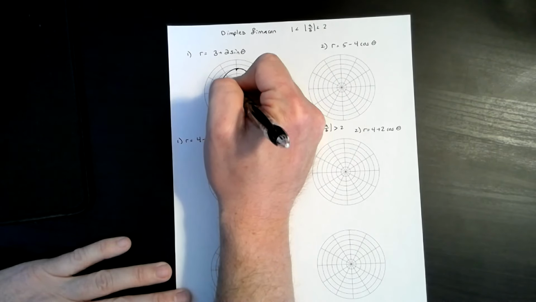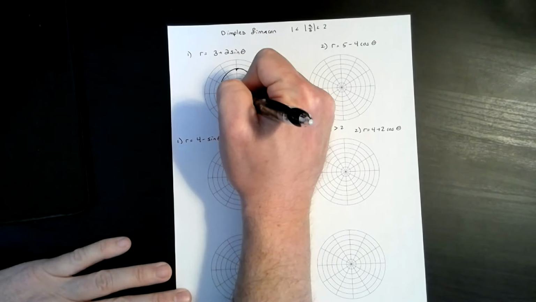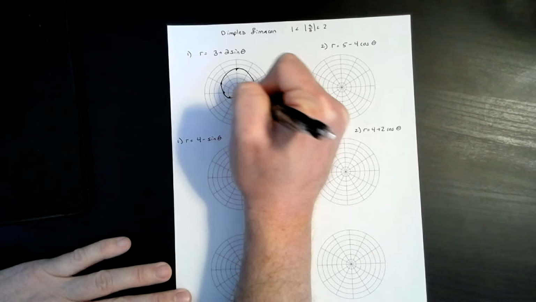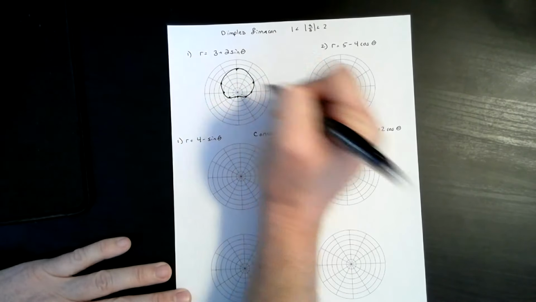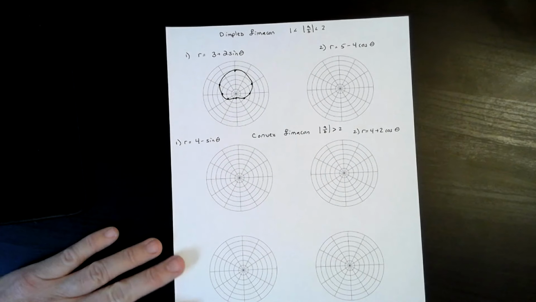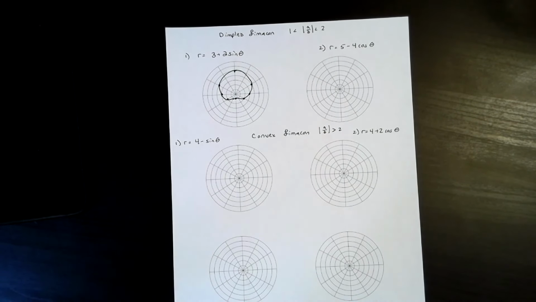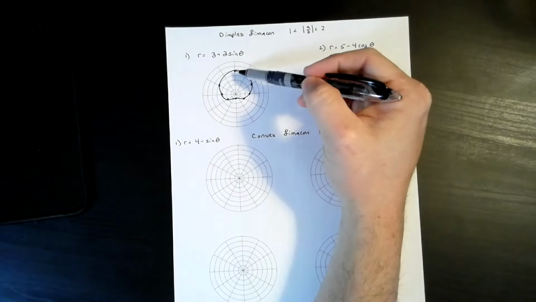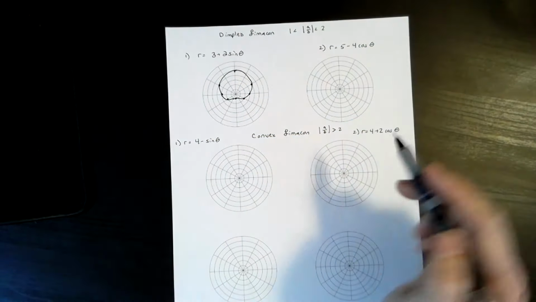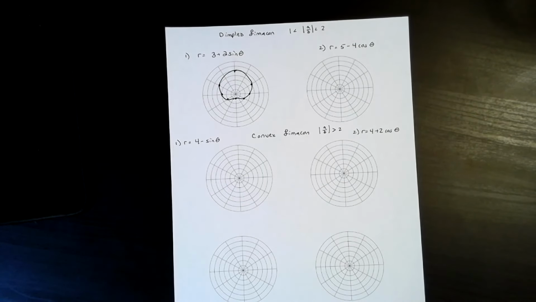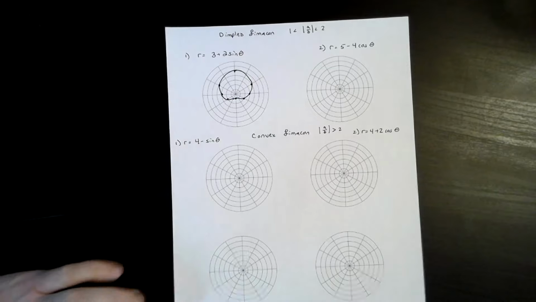And then things pulled it away, where it's going to be a little bit of a dimple right in there. It has symmetry with respect to the old y-axis, or now the line theta equals pi over 2. Max r is 5, and it never hits the pole.